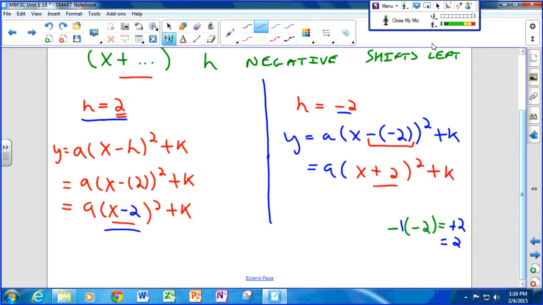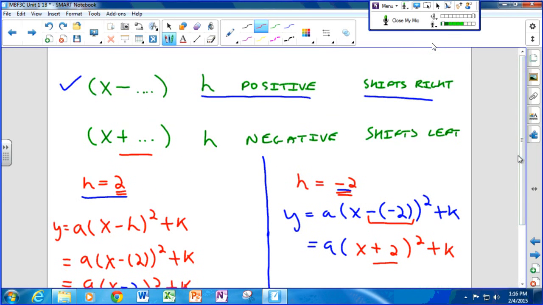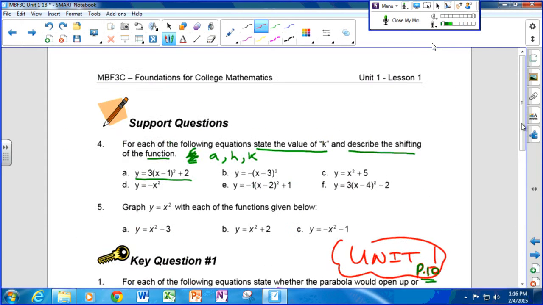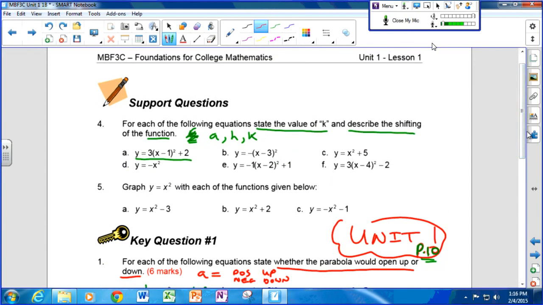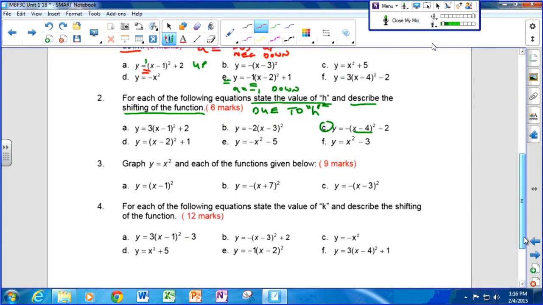So notice that we changed the sign inside the brackets by substituting a negative value for h. So that's the second case over here. When you see a plus sign in those brackets, it means that your h is negative, and it means that your parabola shifts left. Okay. All right. That's probably the trickiest concept, I think, in lesson 1 here. So let's go back and take a look at the key questions. So this is page 10 of Unit 1, and we're looking at the key questions.